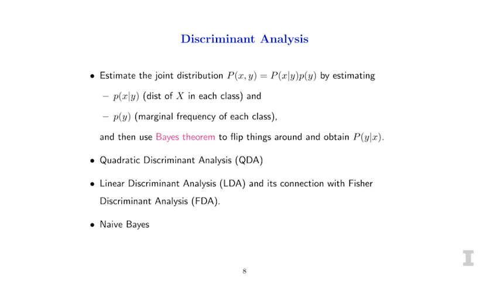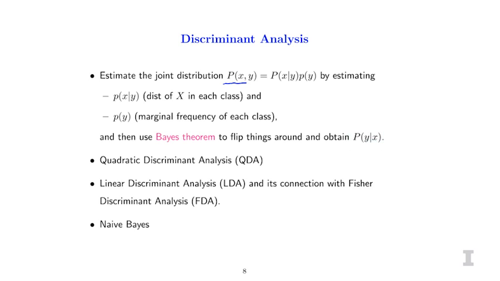Previously, we have learned that to form an optimal classifier, we need to look at the conditional probability of y given x. So a natural approach would be to collect some data and then estimate the joint distribution of x and y, and then compute this conditional probability of y given x.